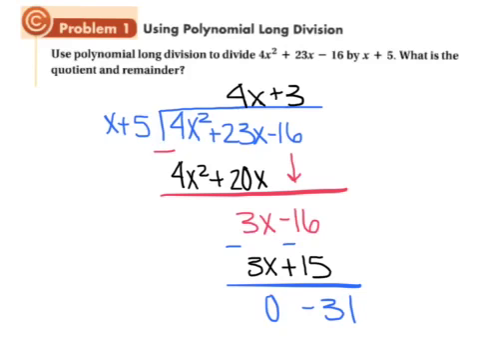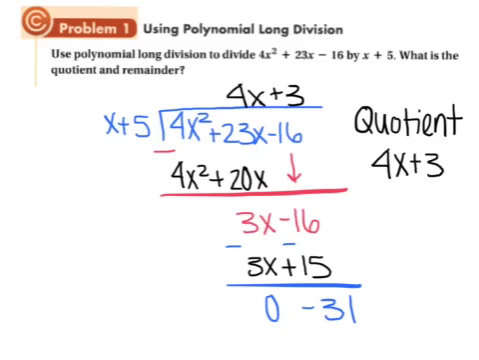So now we've got negative 31. Well, negative 31 can't go into x plus 5 because it doesn't have an x value in it. It's just a number. So that is our remainder, negative 31. So what's the quotient? What's the remainder? Our quotient is what's on top of our fraction bar, meaning our quotient is this 4x plus 3. And then the remainder is what's left over, and that would be negative 31.